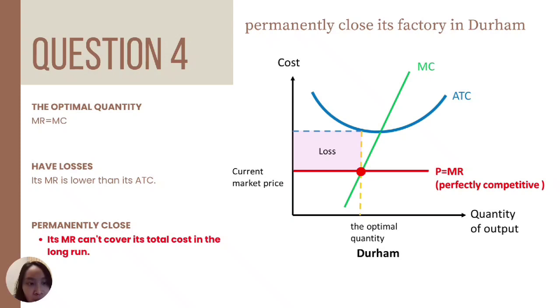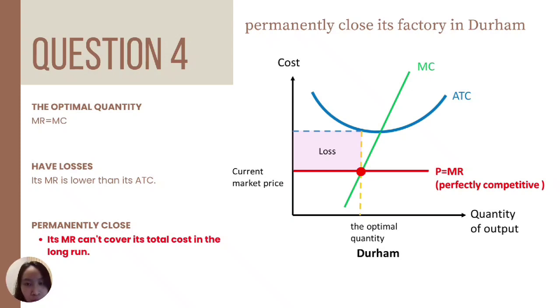And according to the question, it has losses. So its marginal revenue has to be lower than its average total cost. So there's a loss, which is the pink area. However, the difference is in the long run, if its marginal cost cannot cover its total cost, then the company may choose to exit the market.